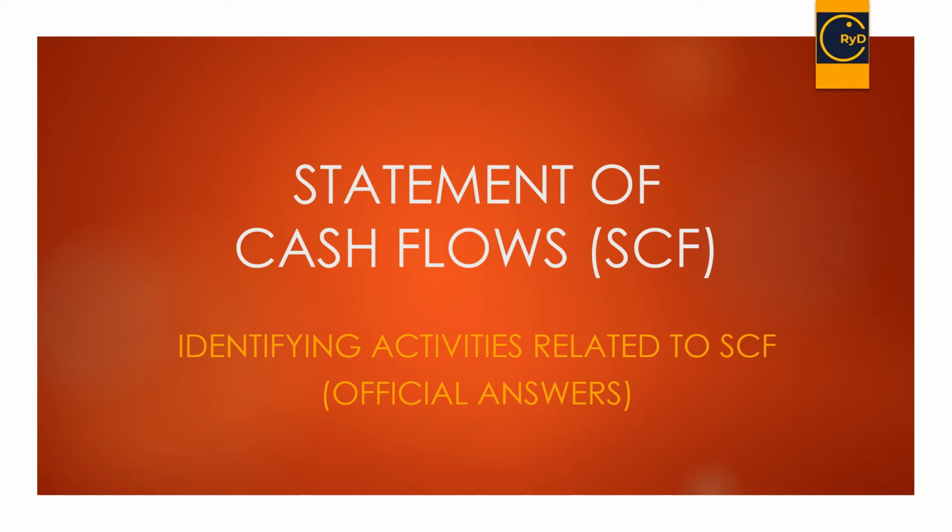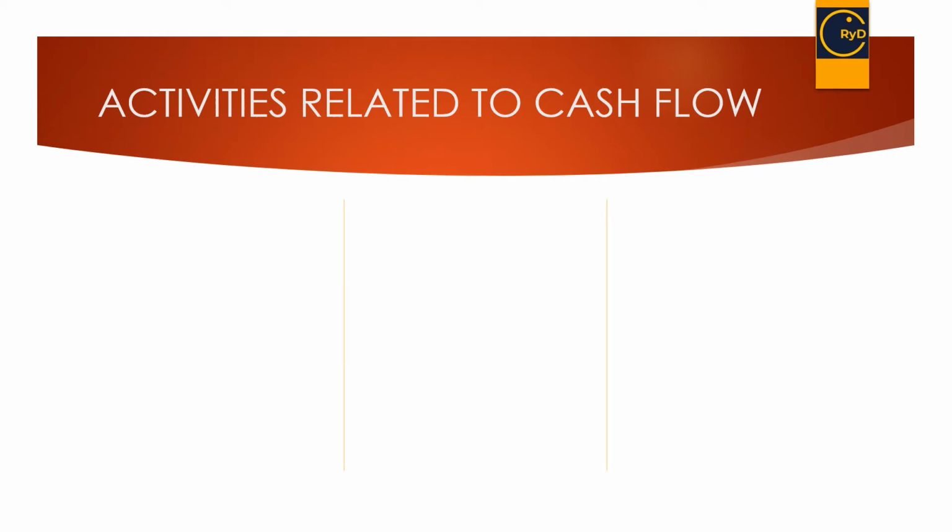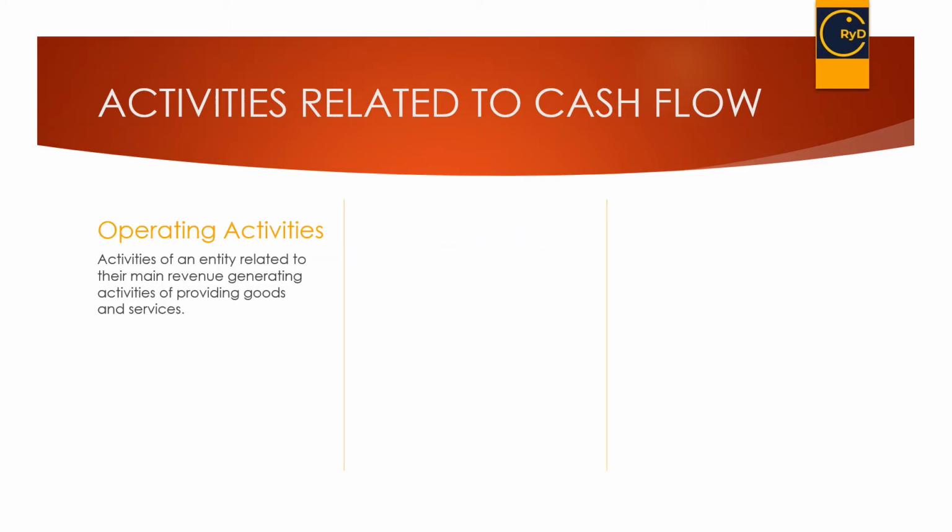These are the official answers with explanation to your quiz in identifying activities related to statement of cash flow. What are the activities again related to our cash flow? We have operating, investing, and financing activities. So when we say operating, these are the revenue generating activities in the entity. So all transactions wherein the company provides goods or renders service.